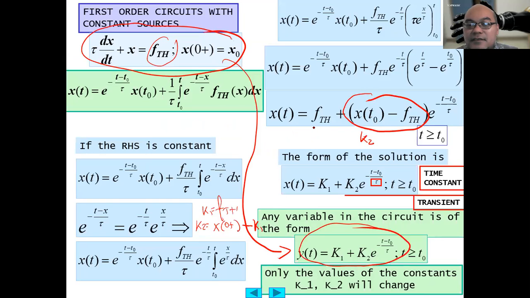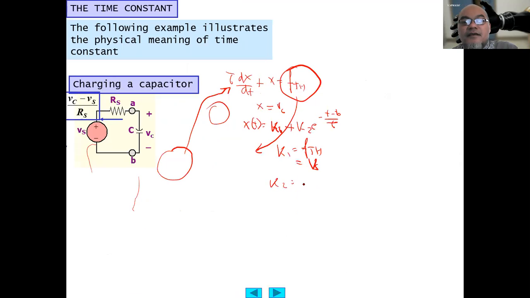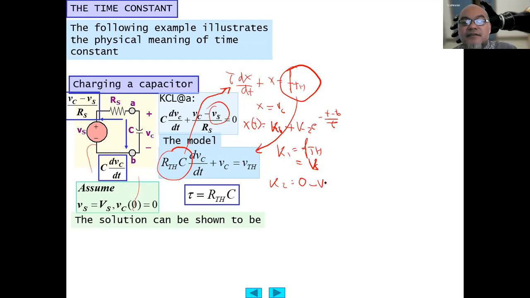So K2 equals the initial value x0 minus K1. The initial value is 0 and minus K1 is minus Vs, so K2 equals minus Vs. That is why the solution of Vc equals K1, which is Vs, plus K2, which is minus Vs, times exponent minus (t minus t0), and t0 is 0 seconds, over tau.